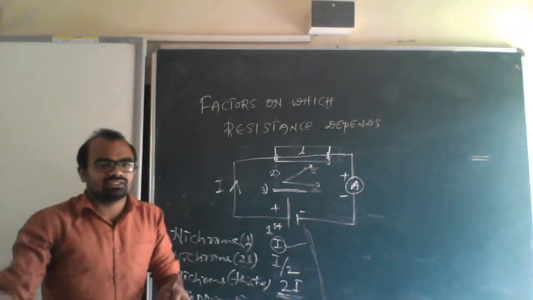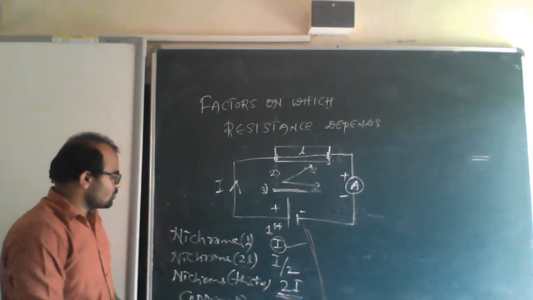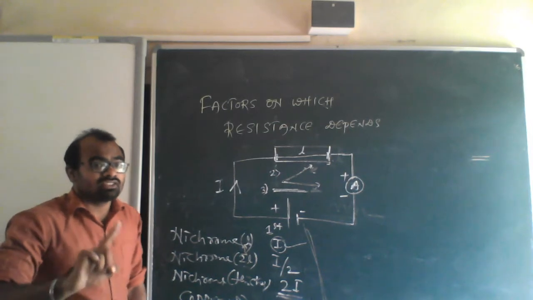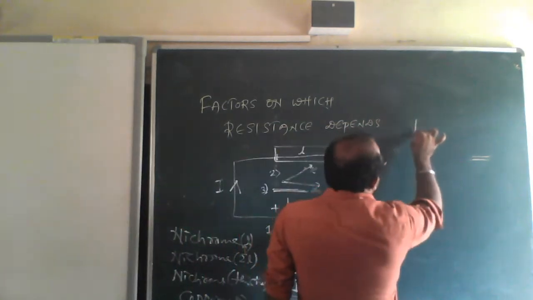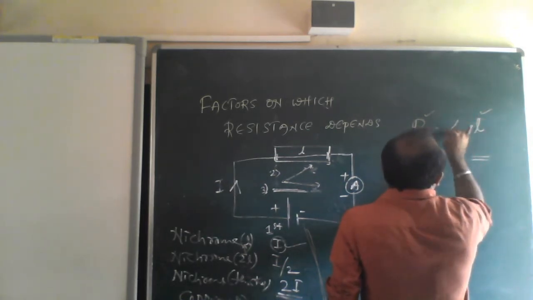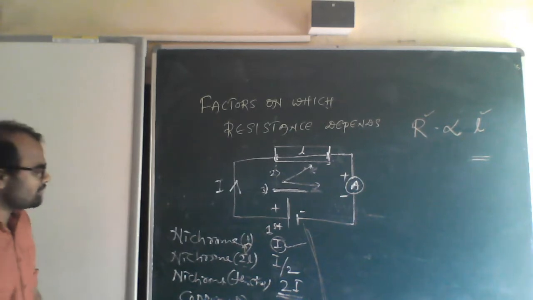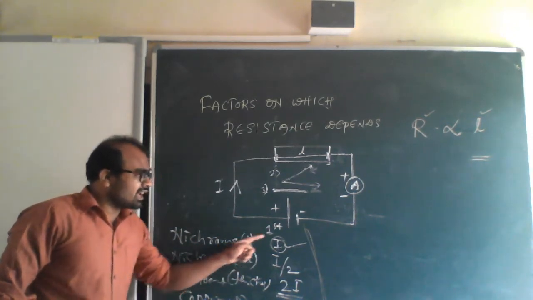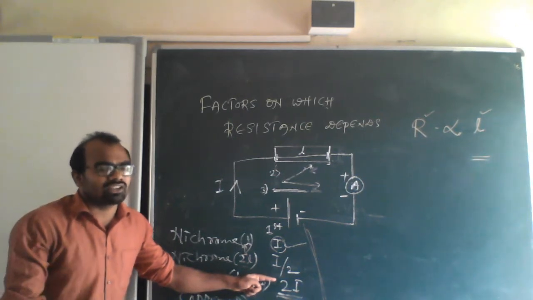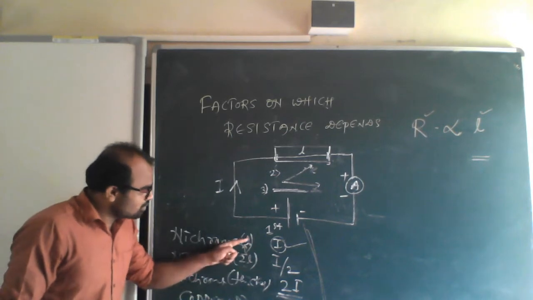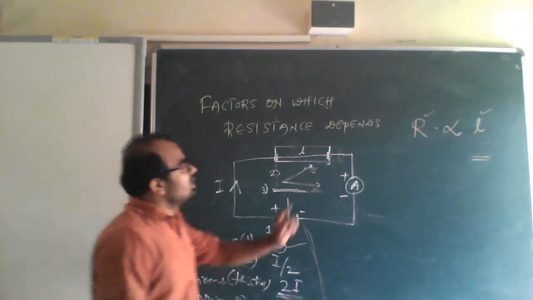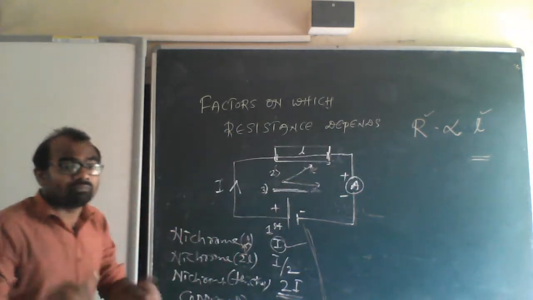So when I increases, resistance decreases. When resistance increases, I decreases. So what happened when the length is doubled? Current decreased. That means resistance increased. So resistance increases when length increases, so we call it directly proportional. When length increased, current decreased, which means resistance increased. Decrease of current is nothing but increase of resistance. So length and resistance are directly proportional.